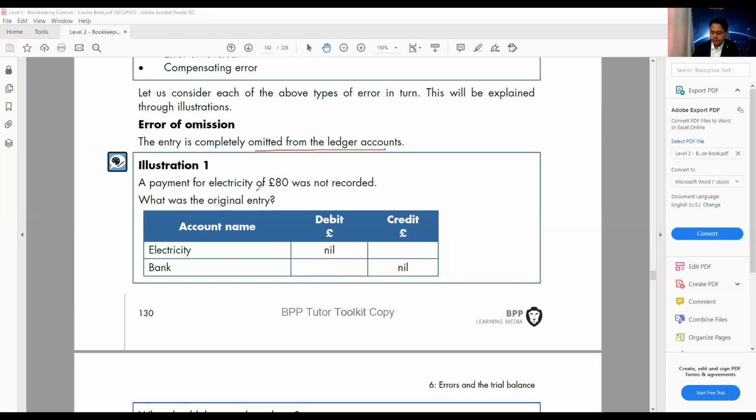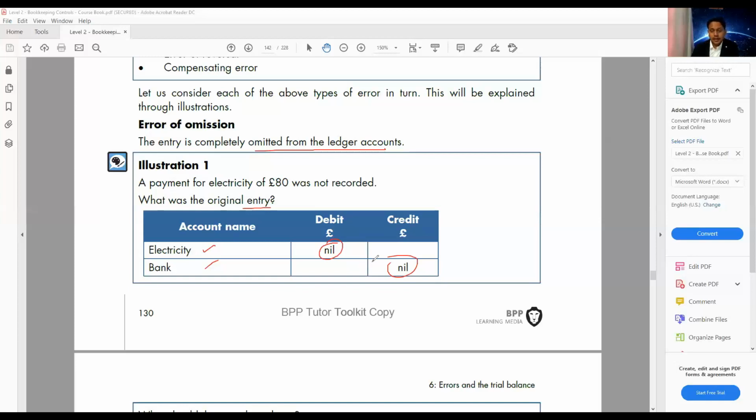What happened? What was the original entry? The original entry is electricity expense debit and bank credit. Why am I writing nil? I didn't write anything. I didn't do the journal because I forgot. So I make it nil.